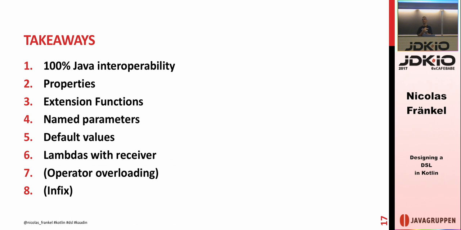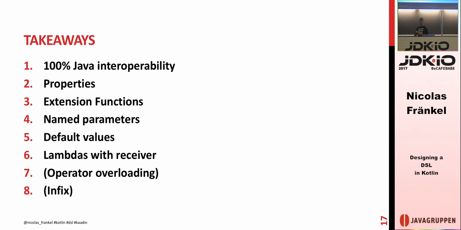Why use Kotlin? Why create DSLs in Kotlin? First, you have 100% Java interoperability. Vaadin is a Java API. It's provided as is. Then you've got properties that I didn't mention. Then you've got extension functions that I mentioned a lot because they are, perhaps, if you want to use Kotlin, the argument that makes you take the step. You can have named parameters. As you see, that is very easy to prevent mistakes. You have default values. And I showed you the lambdas with receiver, where you can use the curly braces and execute some code inside of it, which makes a nice DSL.